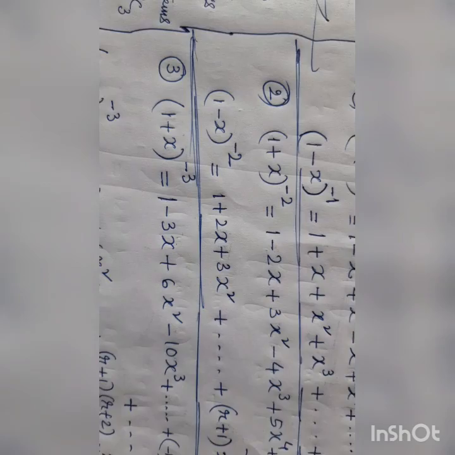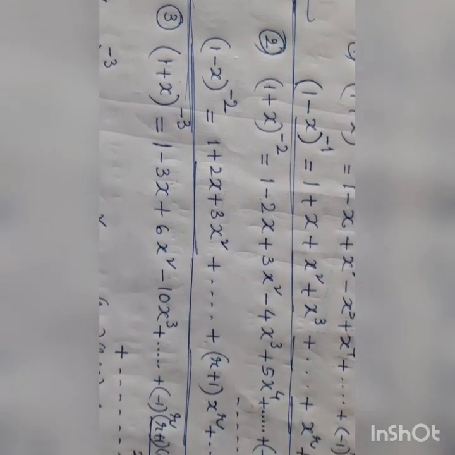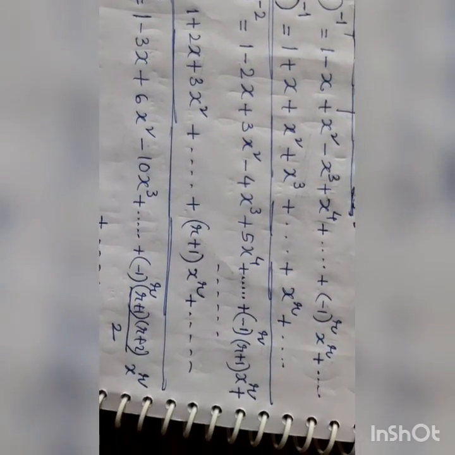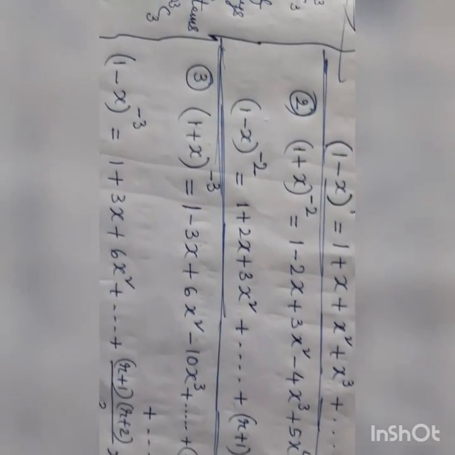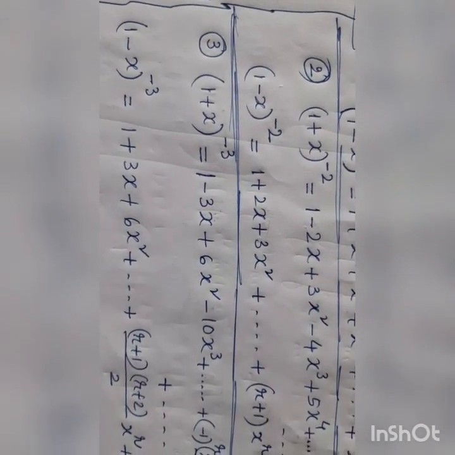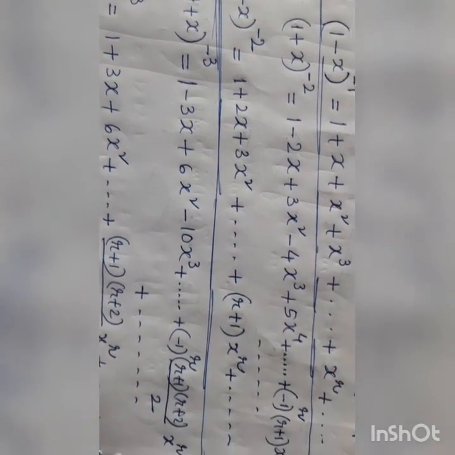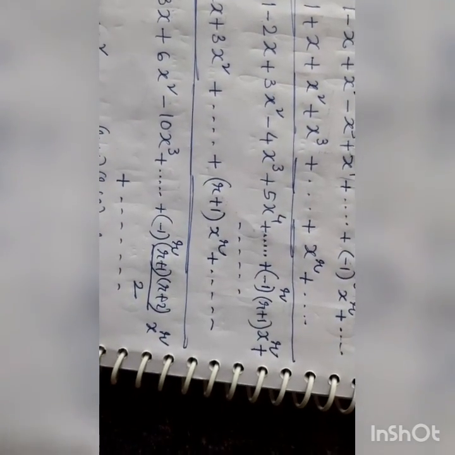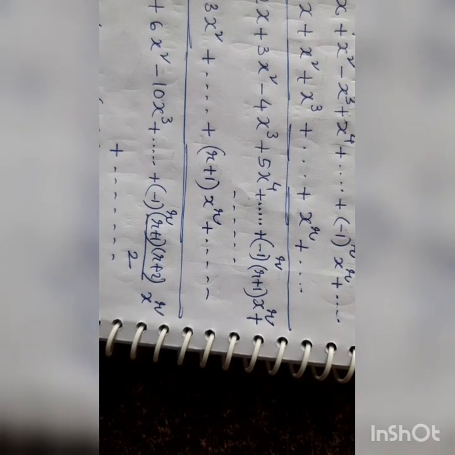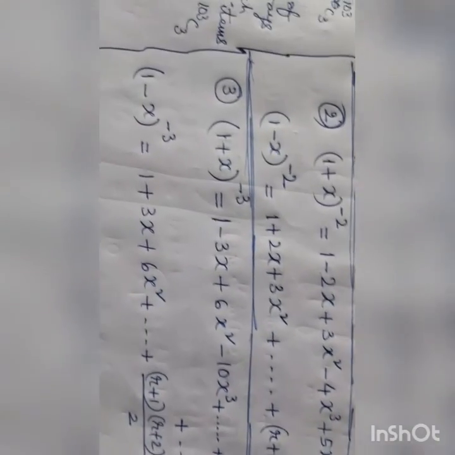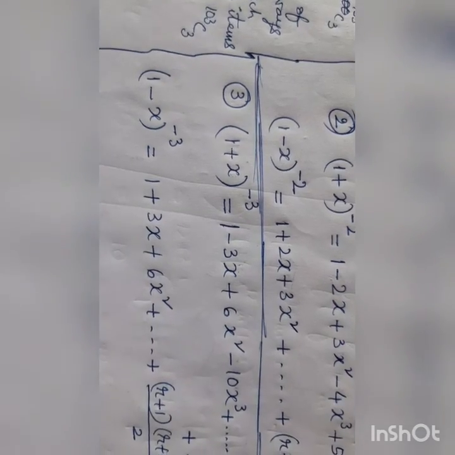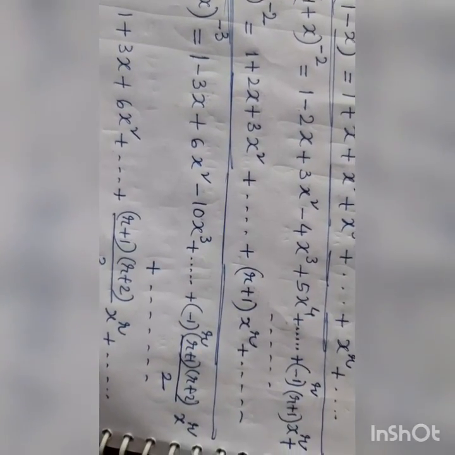And now 1 minus x whole power minus 2 is 1 plus 2x plus 3x square plus so on, like this, plus r plus 1 x power r, plus so on up to infinity. Like this, 1 plus x whole power minus 3 is 1 minus 3x plus 6x square minus 10x cube, plus minus 1 power r times r plus 1 r plus 2 by 2 x power r, plus so on up to infinity. And next, 1 minus x whole power minus 3 is 1 plus 3x plus 6x square plus so on plus r plus 1 r plus 2 by 2 x power r plus infinity. Like this.